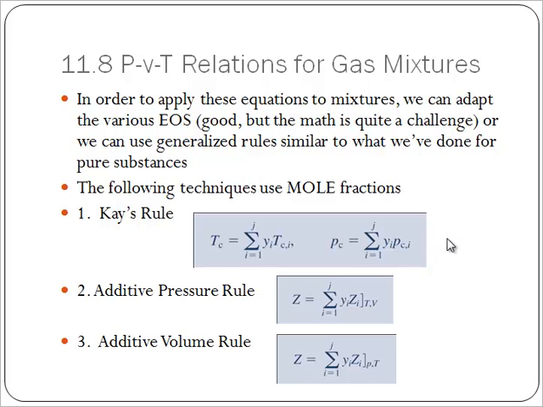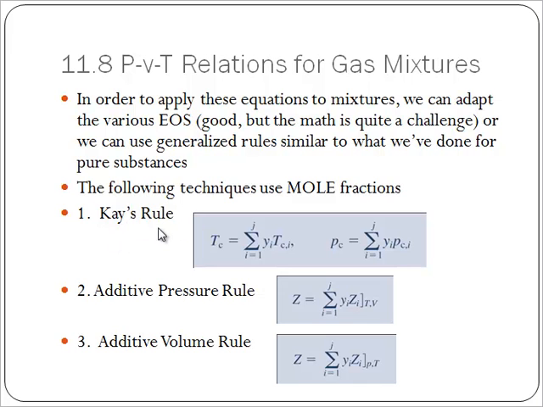So this is called Kay's rule, and once I have this estimate of Tc and Pc, I can use it to calculate a relative temperature and pressure, temperature over this Tc, pressure over this Pc, and go to the generalized charts and look up a value of Z.